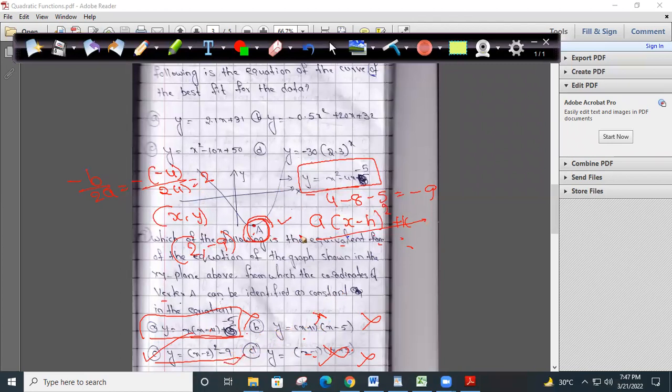You can use this, or if you think it should be of the form a into x minus h whole square plus k, the vertex form. The only vertex form I have here is C for Chennai. So C for Chennai should be my answer.